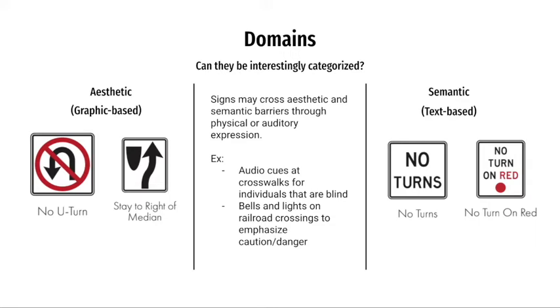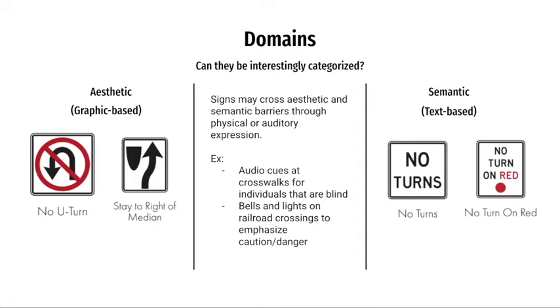First category are the aesthetic or graphic based signs. Think of traffic signs, for example. The one on the left is the no U-turn sign, and the second one is stay to right of median. These are pretty intuitive and pretty minimalistic visually, but they convey a lot of information. And then over on the right side, we've got semantic or text-based signs. The first one is no turns, and the second one is no turn on red. So it's a different way to convey information through text.